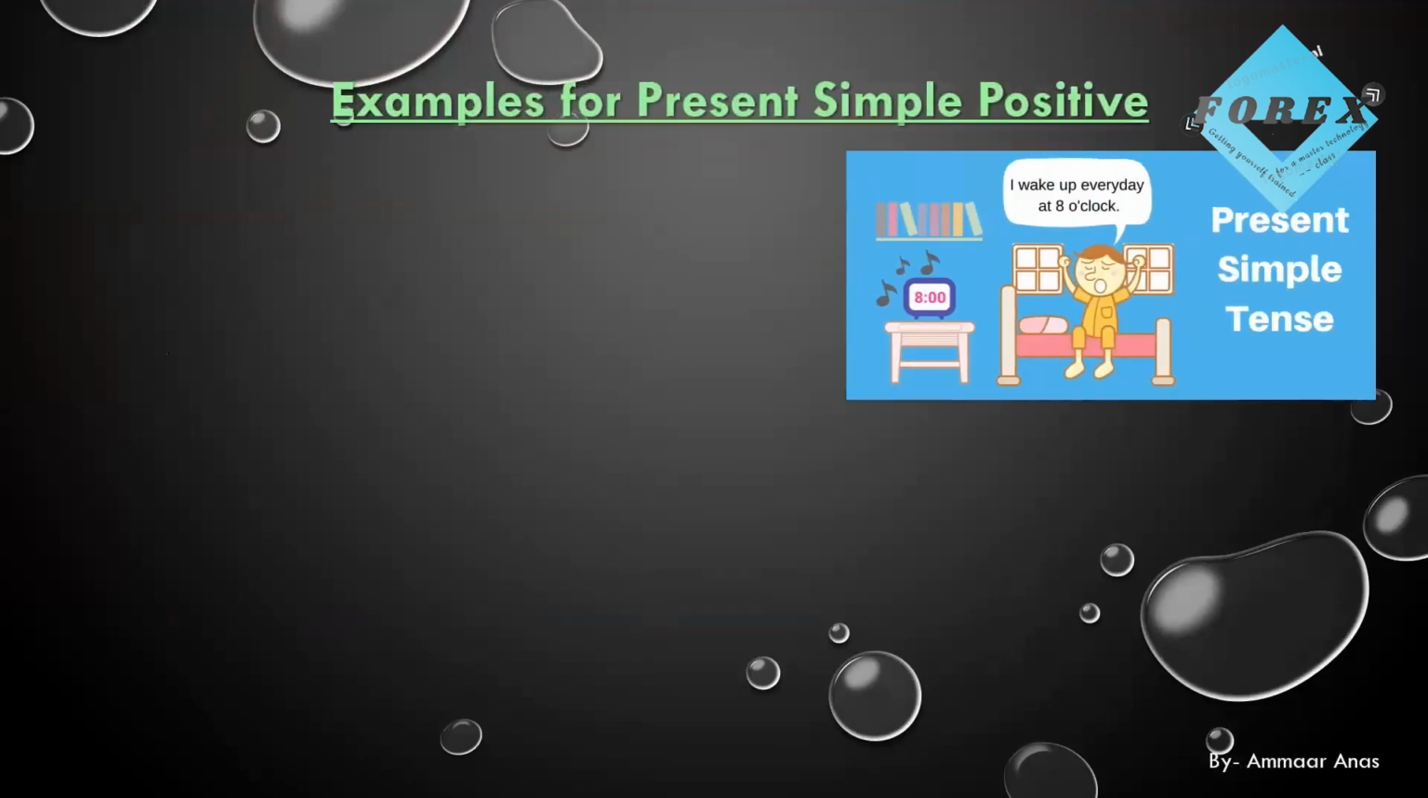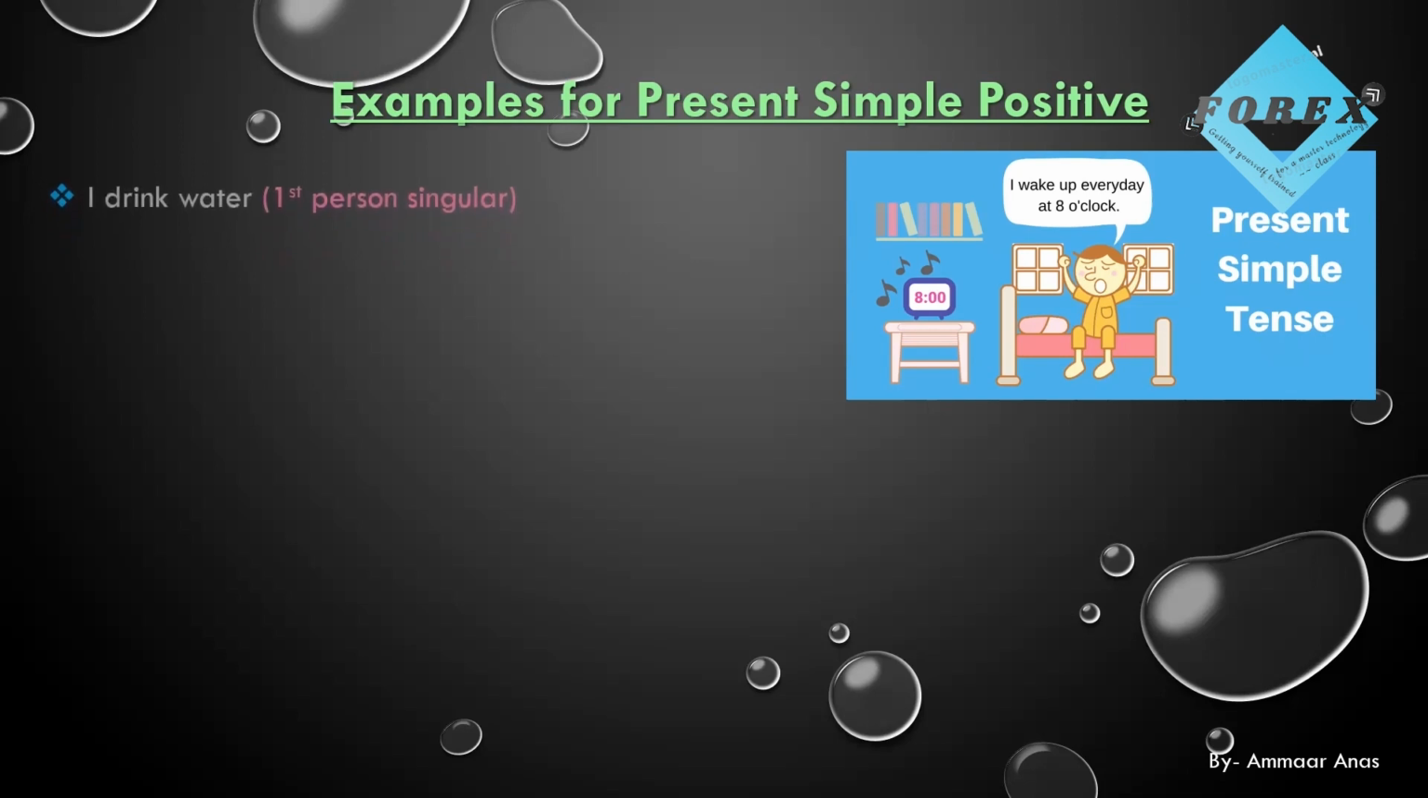Okay, examples for present simple positive. First of all, we have an image over here. Let's look at it. In this, he says, I wake up every day at 8 o'clock. First of all, is this present simple tense or not? We can prove it because in the previous slide we discussed that present simple is used for facts and habits. So this is a habit, his regular habit that happens every day. So of course it's a present simple tense. Let's move on to some examples for positive tense.